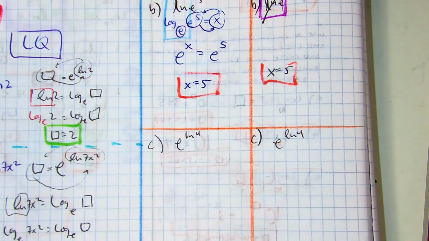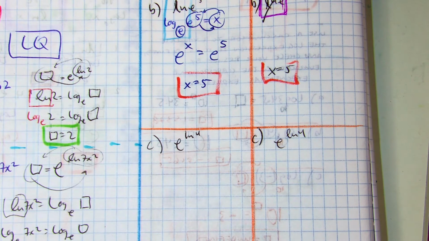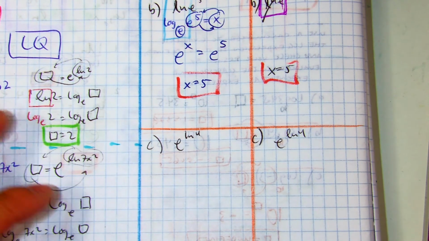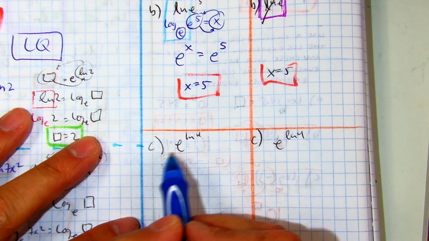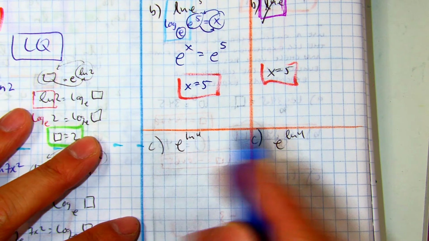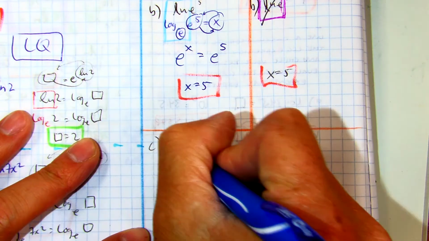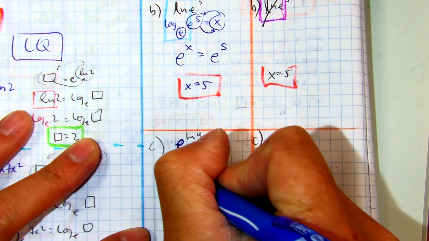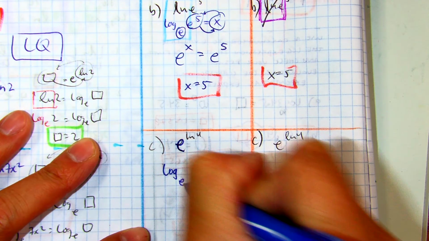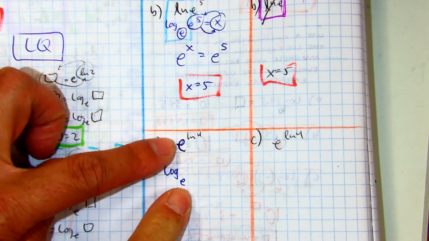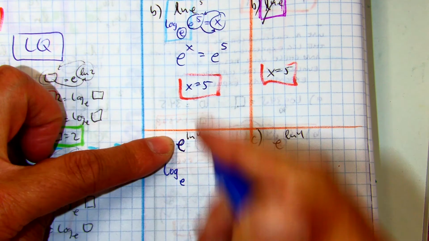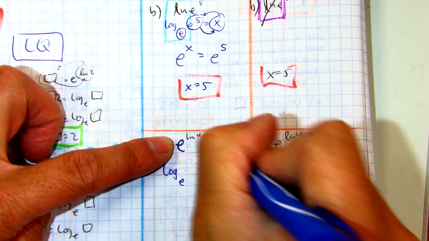Try the last one. Girls, is this in log form? Which form is this in, girls? This is in exponential form because there is no log or natural log here. So, girls, which one is your base? e. So that becomes log base e. The e goes downstairs, the basement. We're going to put this equal to x.